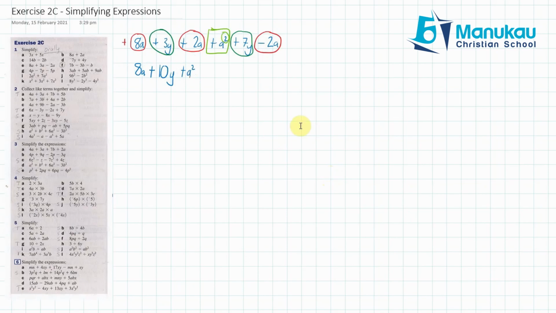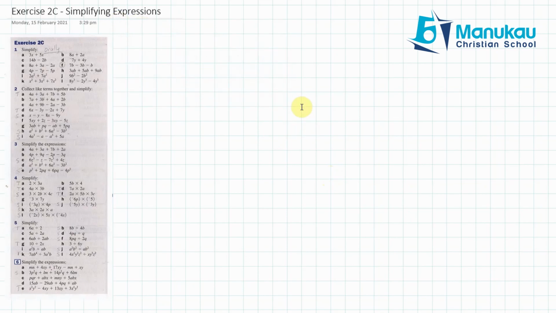So I'm now going to go through a few examples just to make sure that you're all on board with this. I'm going to do 2a to start off with, and I'm going to write the question, which is what I expect of you. 4a plus 3a plus 7b plus 5b.